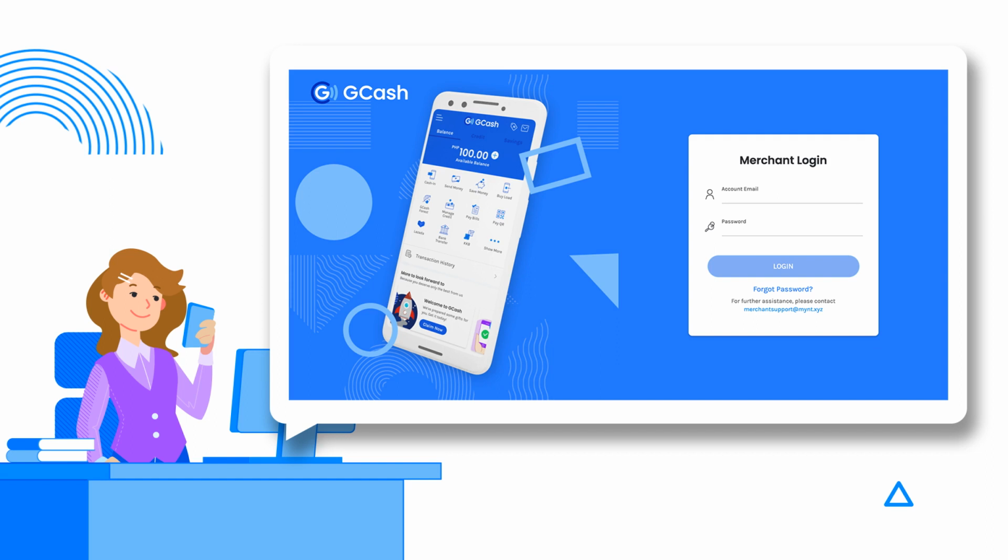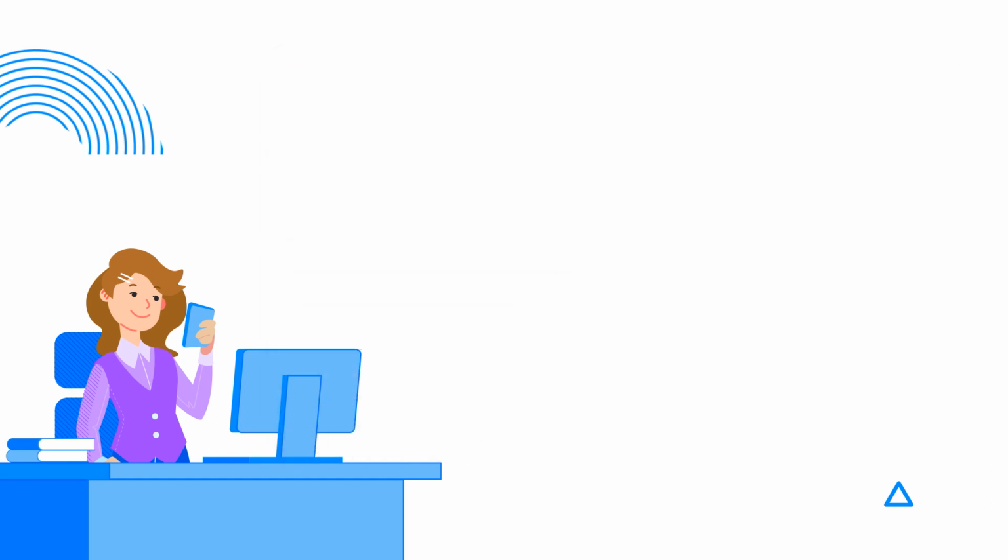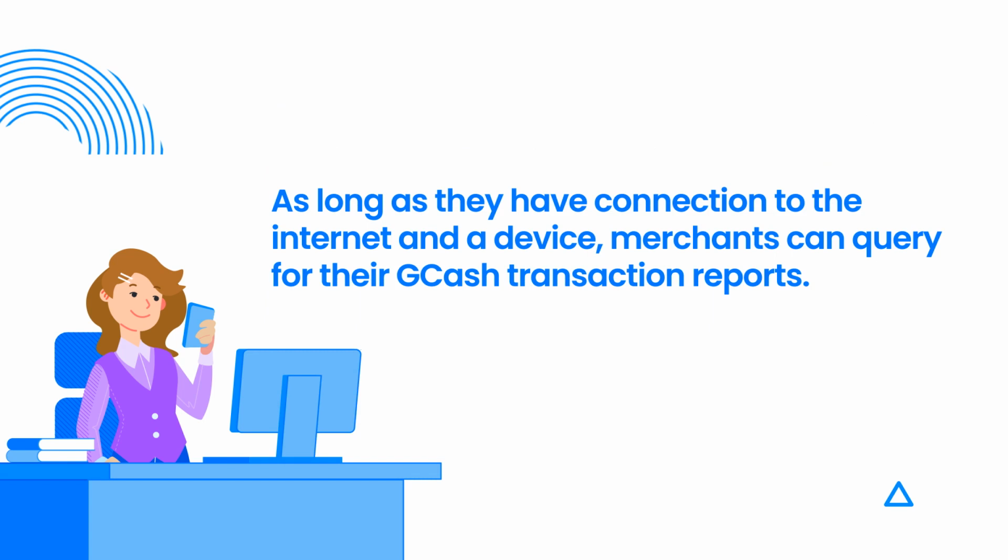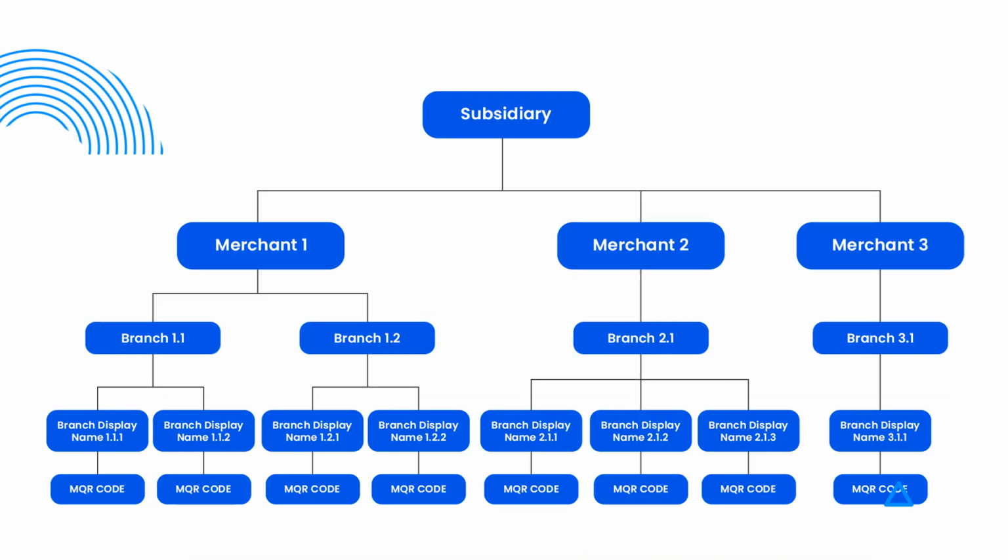This is for merchants to lessen their dependence on a T+1 reports emailed by GCash and the SMS notification. As long as they have connections to the internet and a device, merchants can query for the GCash transaction reports. There are three levels of access for partner merchants: subsidiary level, merchant level, and branch level.